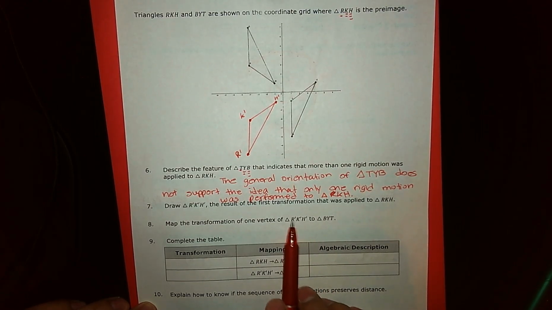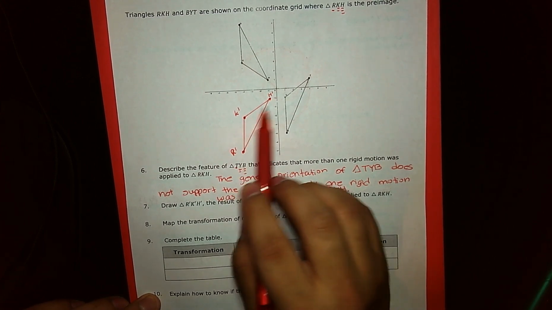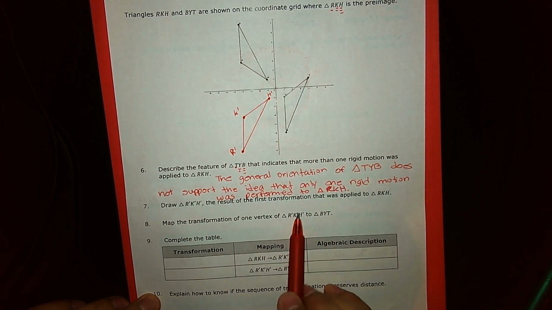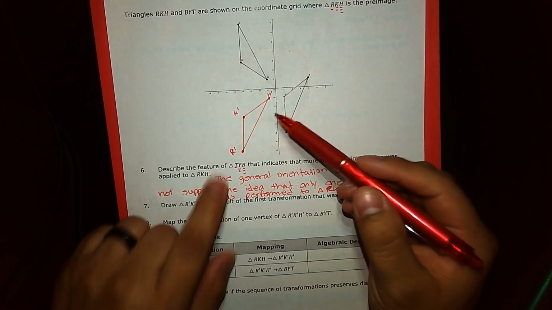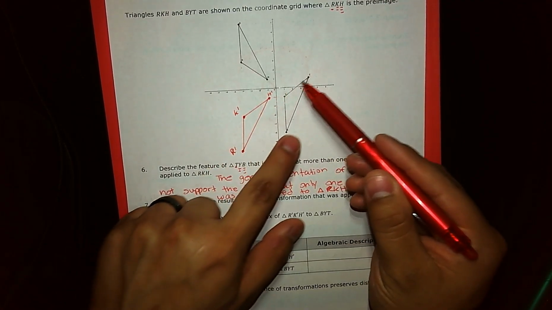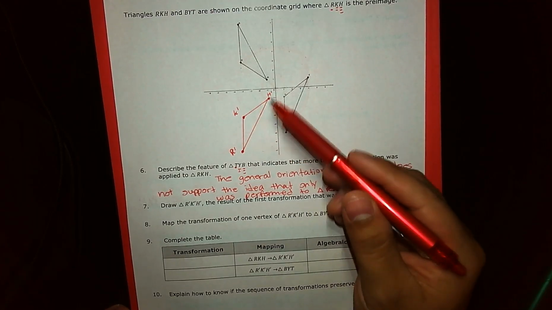R prime is now going to match up with B. You see, R prime will match up with B. K prime will match up with Y. And H prime will match up with T. So that kind of hints at me that I could just grab this triangle and move it over here and put it on top of there, and it would be congruent, to be equal to that triangle.